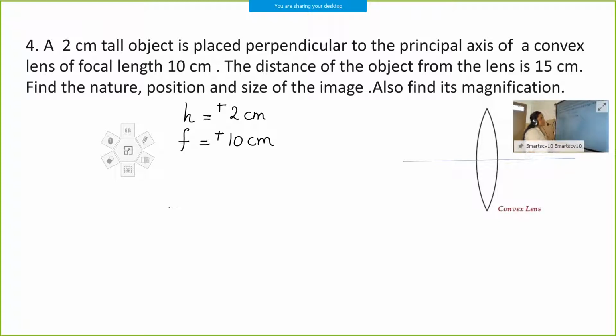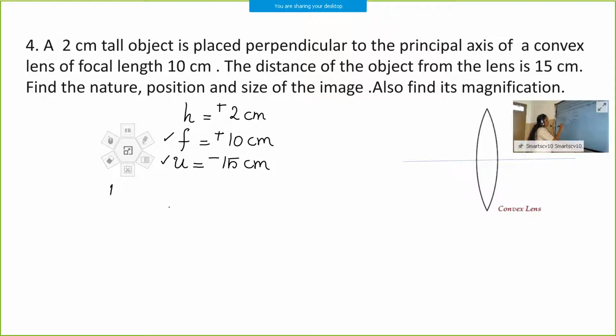The distance of the object from the lens is 15 centimeter. So what is that distance? Object distance. So u is equal to 15 centimeter. As you know, according to sign convention, object is kept always on the left hand side. So it is negative 15 centimeter. Find the nature, position and size of the image. So you have f and u. So you can find out v.